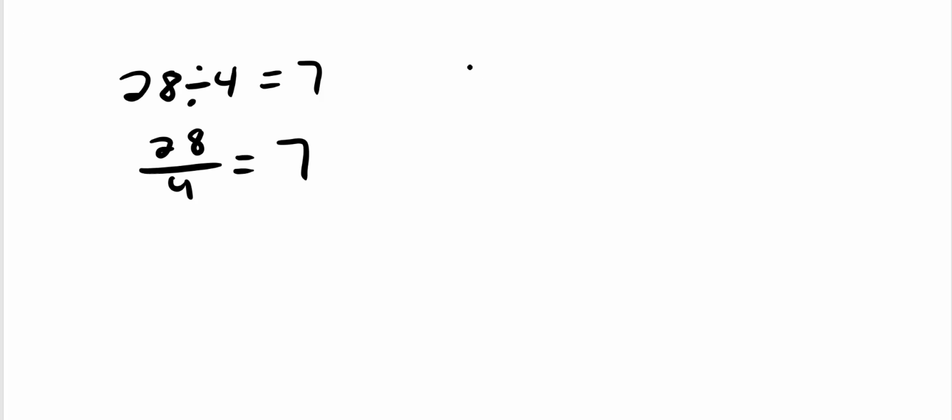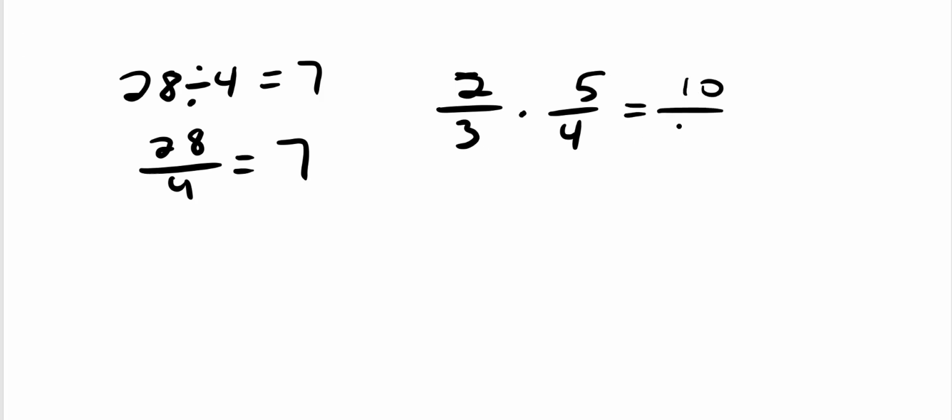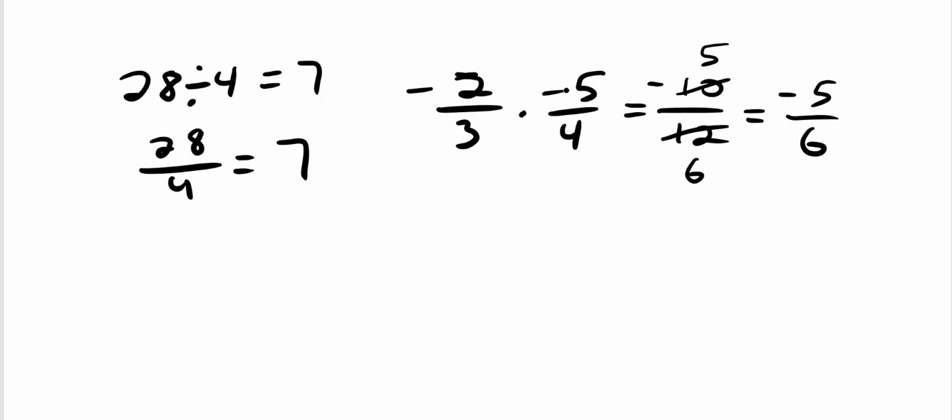So real quickly, let's do 2/3 times 5/4. If you remember, you multiply straight across. 2 times 5 is 10, and 3 times 4 is 12. Then I can reduce that. 2 goes into 10 5 times, 2 goes into 12 6 times. So my answer is 5 over 6. If one of them was negative, then my answer is negative. If they're both negative, then 2 negatives multiplied give a positive, so this would be positive 5 over 6. Really pretty easy.